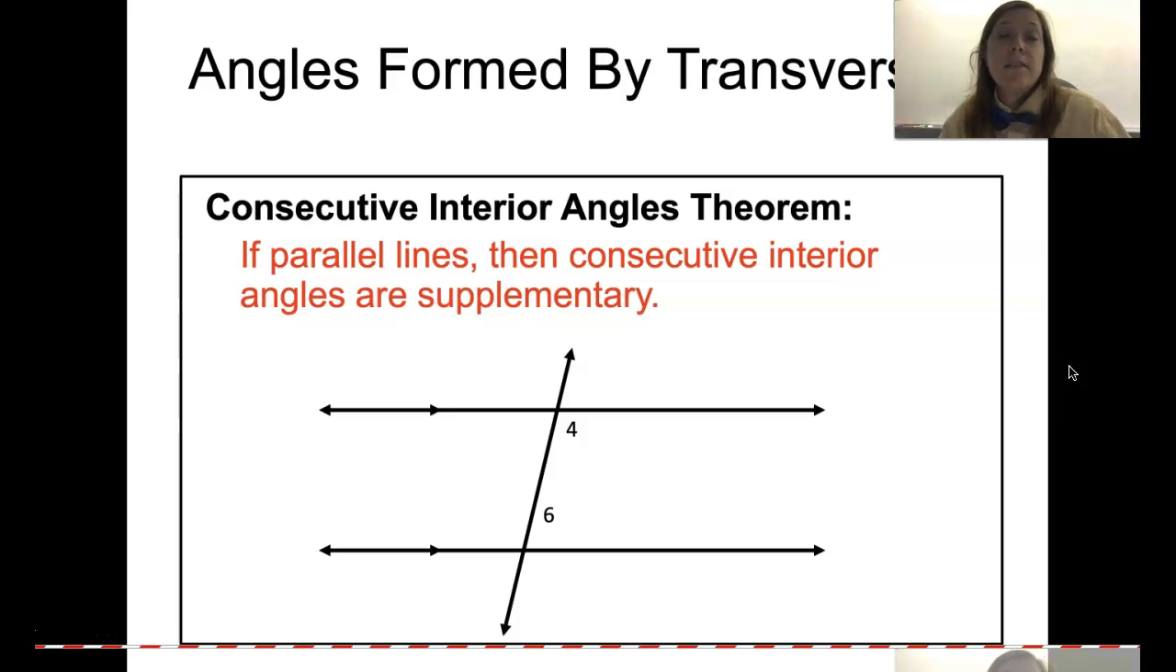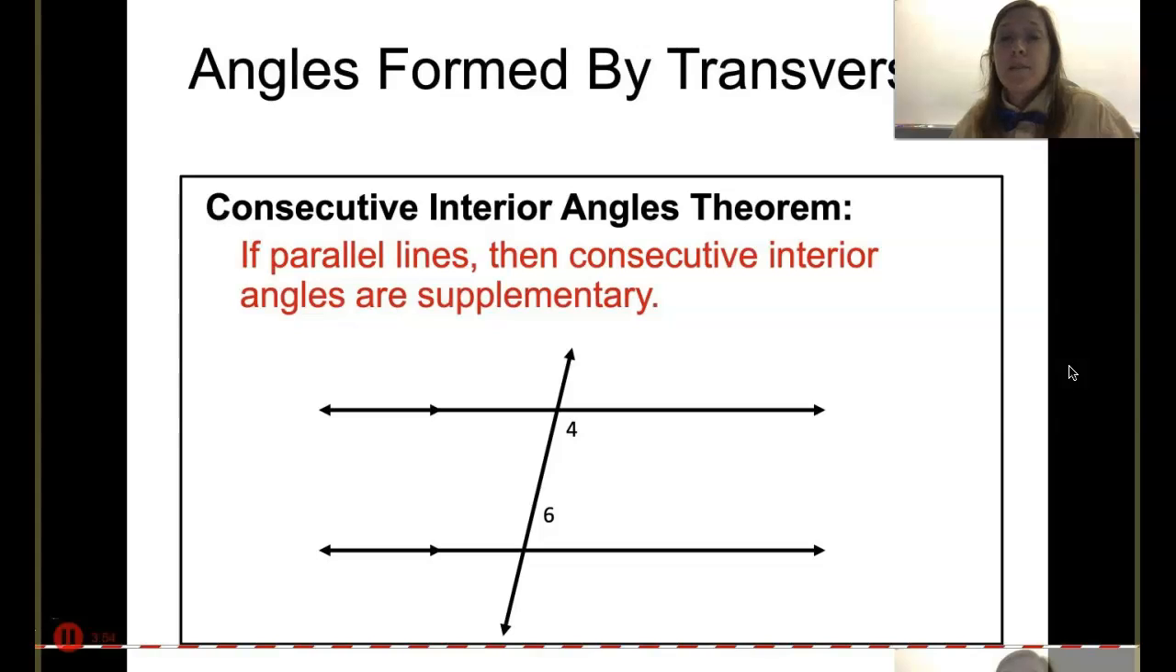And your consecutive interior angles are going to be supplementary. So if parallel lines, then consecutive interior angles are supplementary is what we have here. So 4 and 6 would not be congruent. And use your common sense. Look at angle 4. Doesn't that look like it's an obtuse angle? And doesn't angle 6 look like it's less than 90, so acute? So there's no way that they would be equal to each other. So in this case, the measure of angle 4 plus the measure of angle 6 would be equal to 180 degrees. Because remember, supplementary means they add up to 180 degrees.